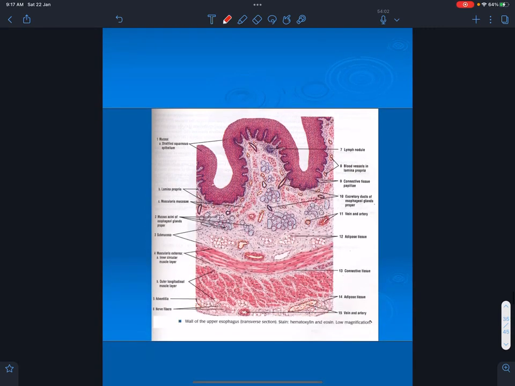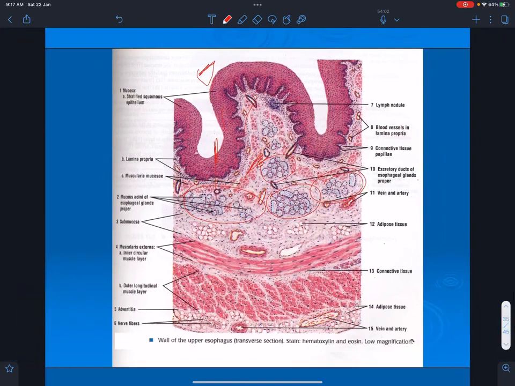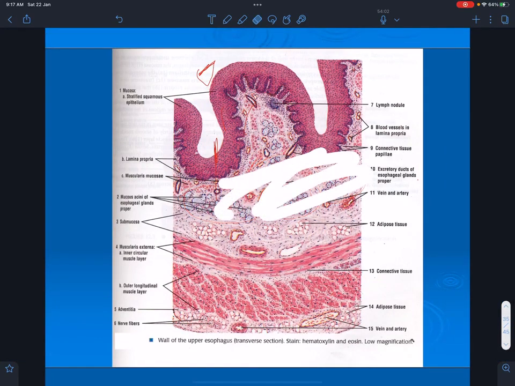All right, as we can see right here, very thick stratified squamous epithelium. And here is the submucosa. If this is the mucosa, with the epithelium, the lamina propria and the muscularis mucosa, here is the submucosa, and you can see the presence of esophageal glands with excretory ducts. They're the ones that secrete mucus to protect against the abrasion of food. So you can see these mucus acini of esophageal glands.